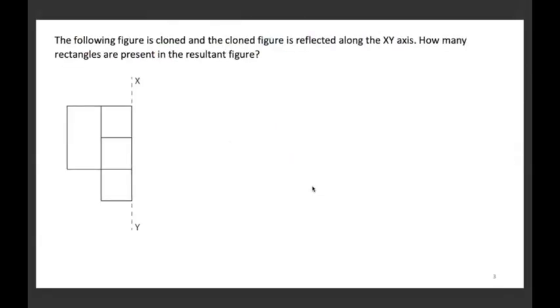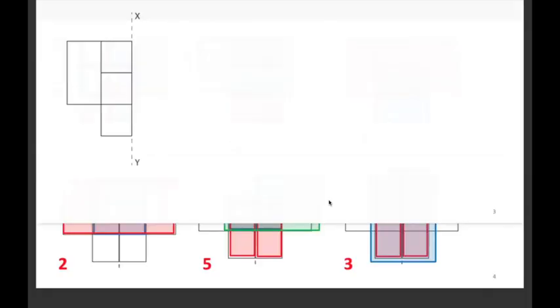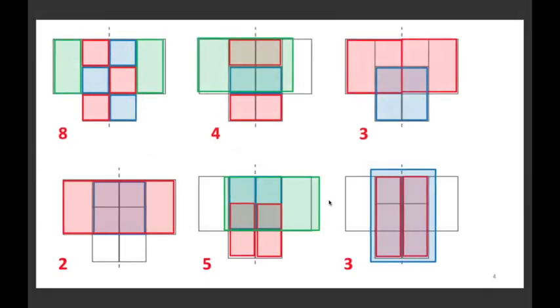The following figure is cloned and the cloned figure is reflected along the XY axis. How many rectangles are present in the resultant figure? When I clone this figure along the XY axis, how many rectangles are present in the figure is what you have to find. So this is how the complete figure will look like, and this is how the division of the rectangles will happen.